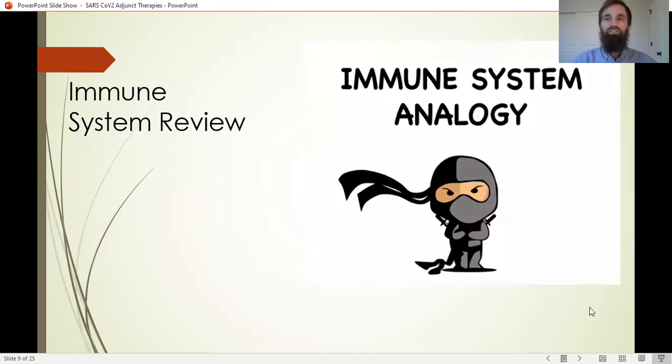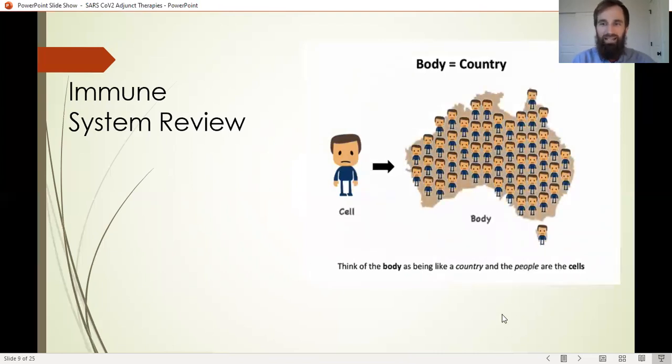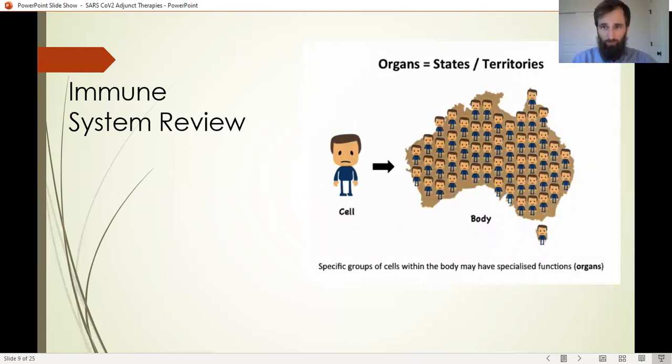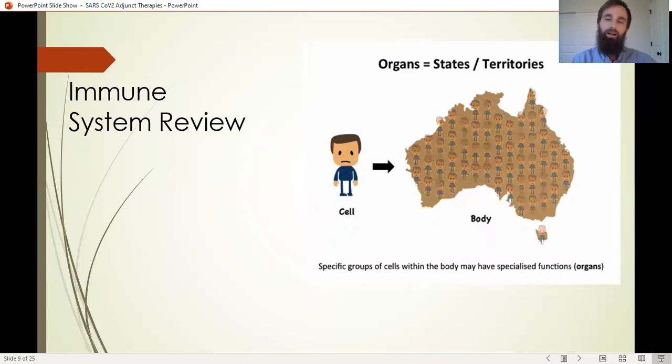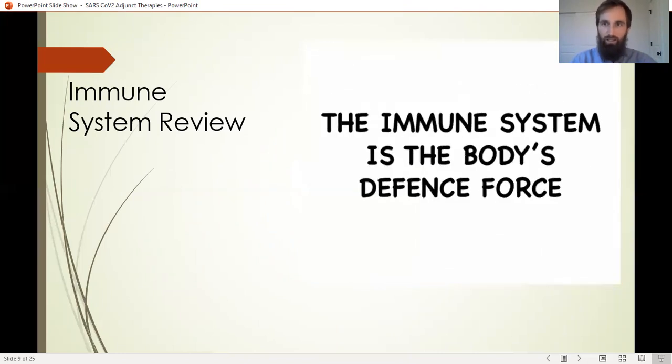So this is an immune system analogy. I just found this online, but I thought it was working pretty well. So think of the body like being a country, and the people in the country are the cells in the body. So the organs of your body can be thought of as different states or territories. Pancreas, your gut, liver, lungs, brain, heart. The immune system is the body's defense force.